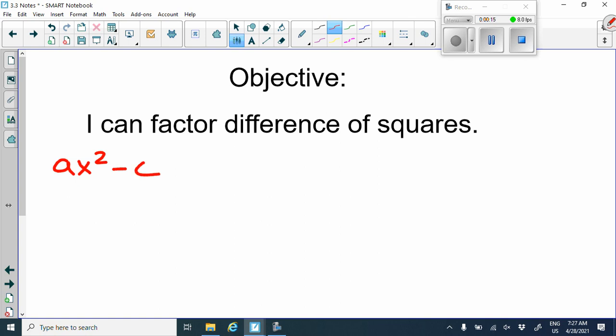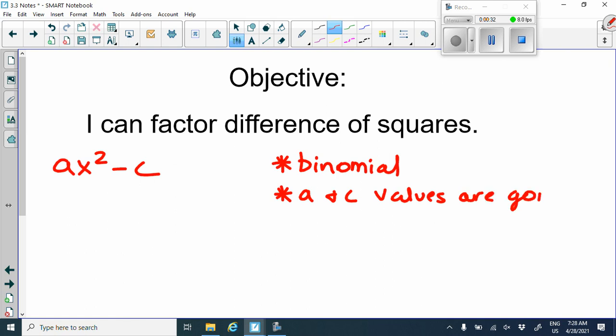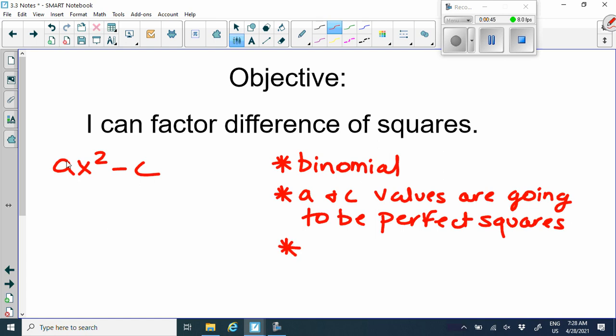So that means we are going to have a binomial. Remember that means two terms, okay? So there is no x term, no middle, okay? Now what's going to happen is that our a and c values are going to be perfect squares. And when we factor these, we will always have subtraction.